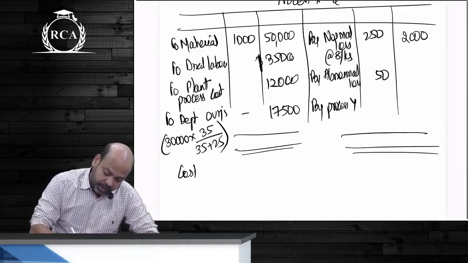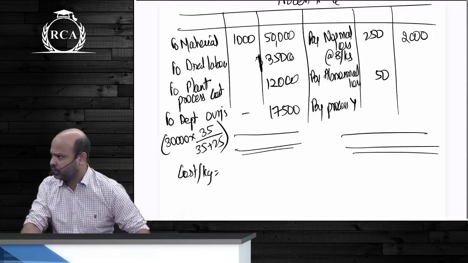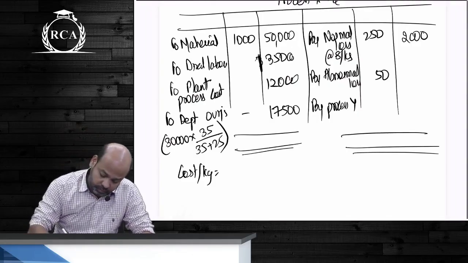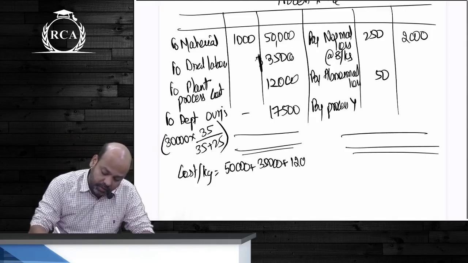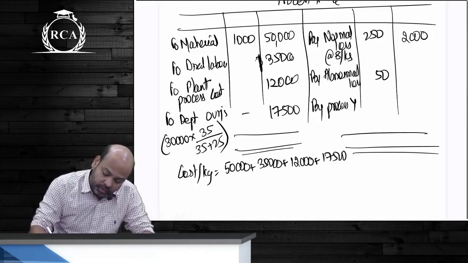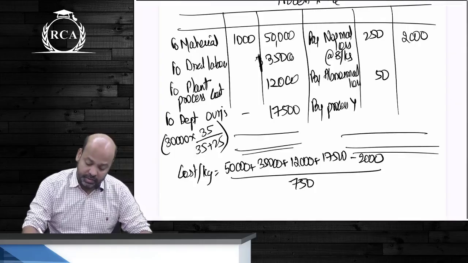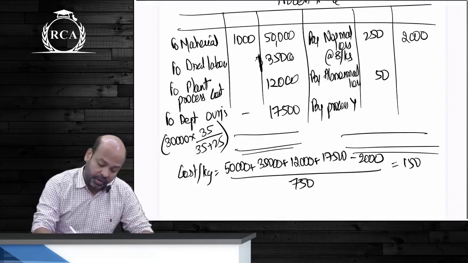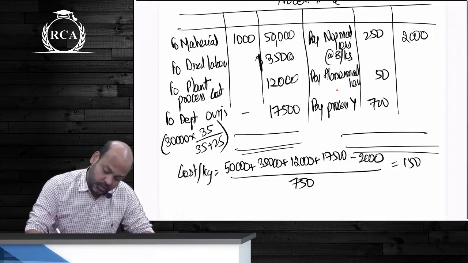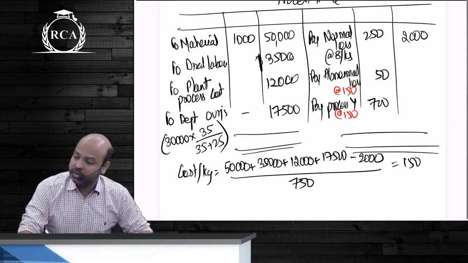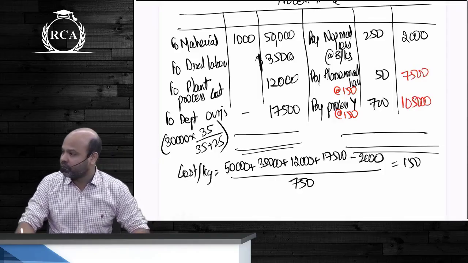How much is the cost per kg? 50,000, guys, plus 35,000 plus 12,000 plus 17,500 minus 2,000 divided by 750 kgs, guys. How much will this be? 150 rupees. Add 150, add 150. 1,05,000. Please stop talking, guys.